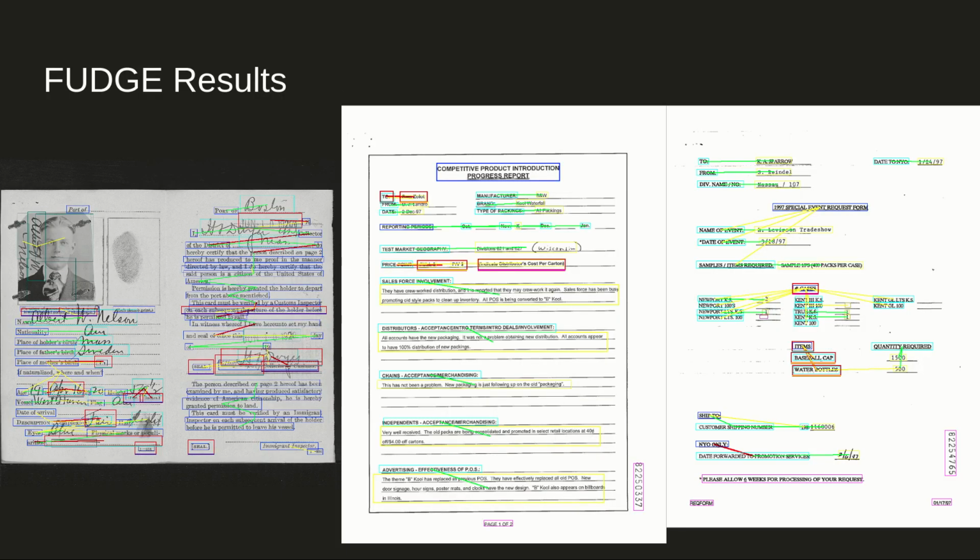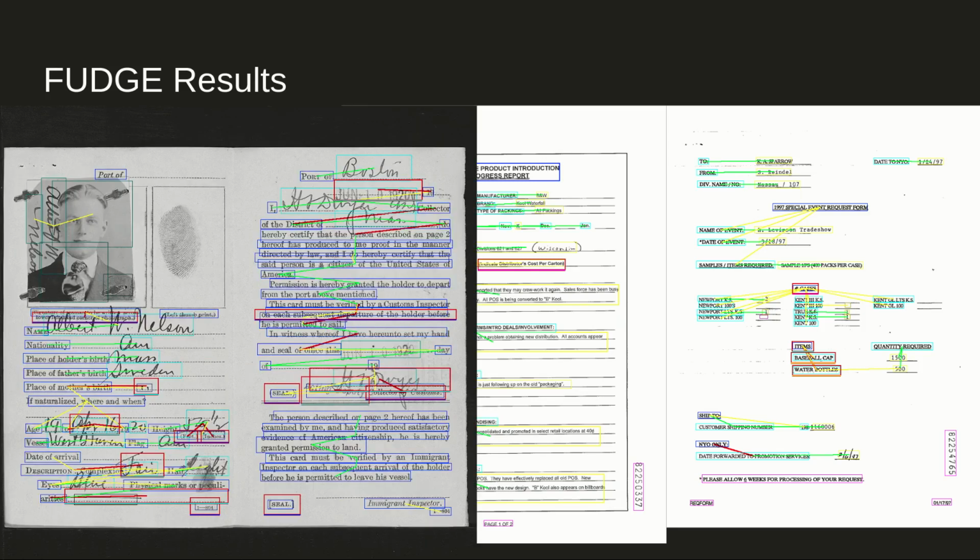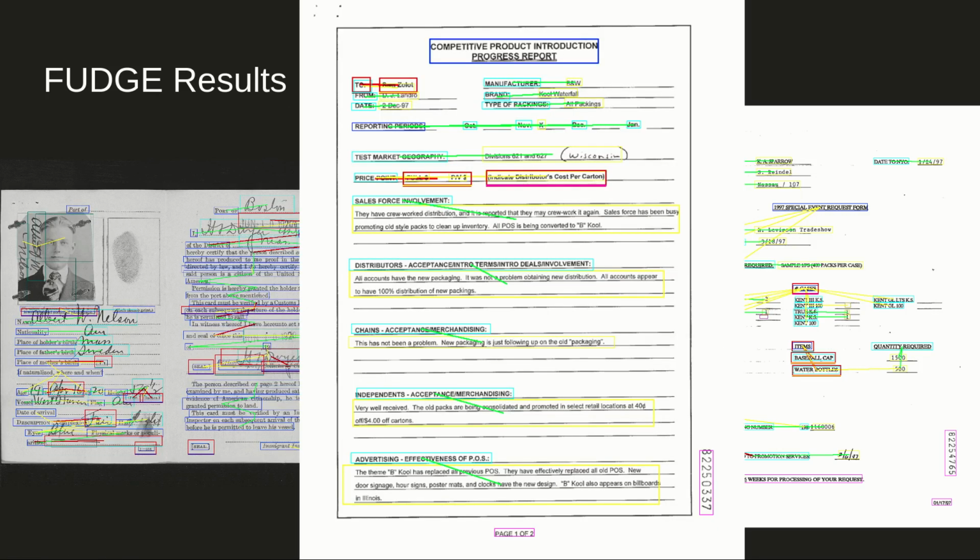Here are some qualitative results I flashed up earlier. Anywhere there's a red box, there's a missed detection. Anywhere there's a red or yellow linking line, there is a missed or false positive relationship prediction. While FUDGE is performing entity linking at a level close to models like BROS and Layout LM version 2, it can be seen that neither these nor FUDGE are solving the problem adequately.